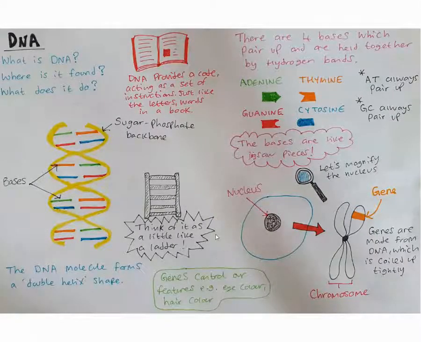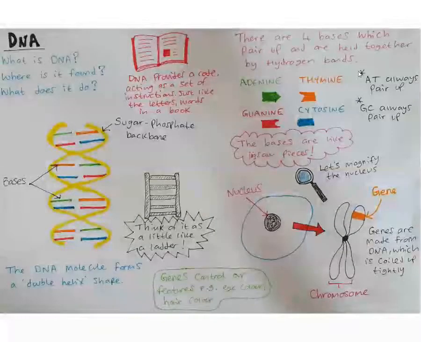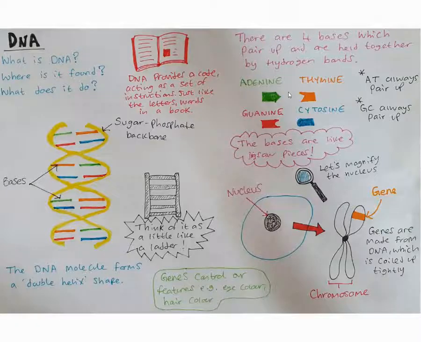But again, an analogy, I'm big on analogy because sometimes it helps certain students to remember certain shapes and terms. Think of it just like the ladder. You've got the sides of the ladder, the sugar phosphate backbone, and then you've got the steps themselves, which are the bases. Okay. Now the 4 bases have a name. Sometimes we abbreviate them to their first letters, so A, T, G, and C. But it's important you know the names of the bases themselves, particularly in higher tier.